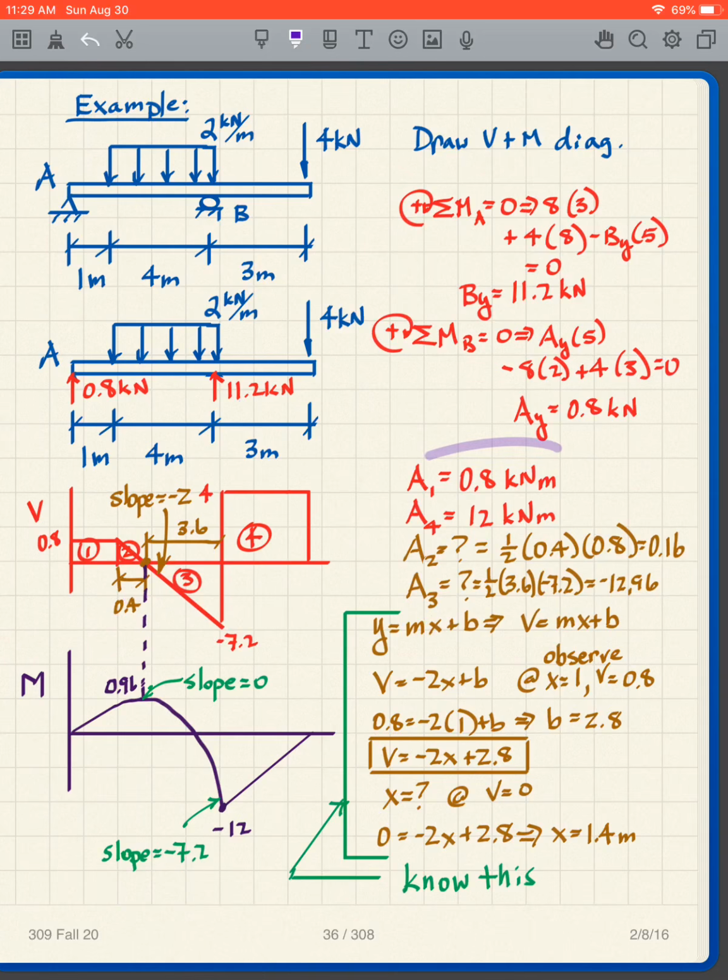We can now get all of our areas. And I now go up area 1, I go up a little bit area 2, down area 3, up area 4. And there's my moment diagram.